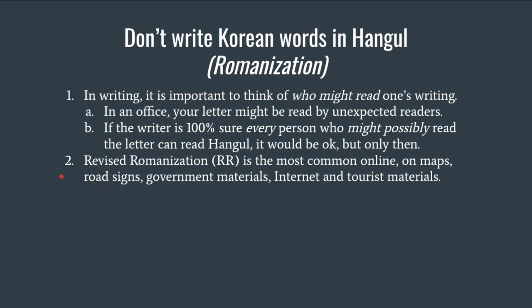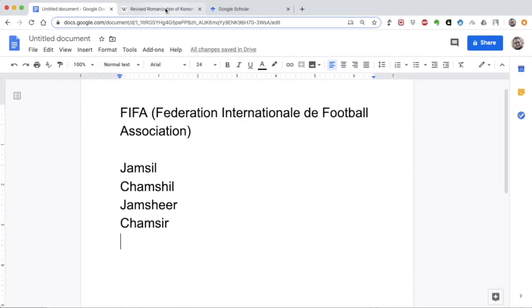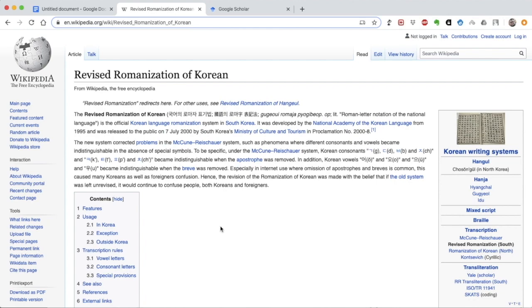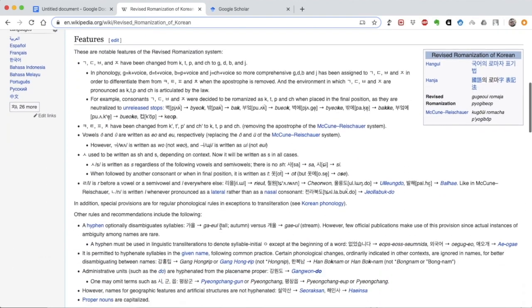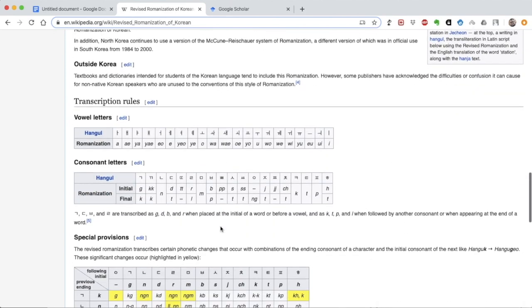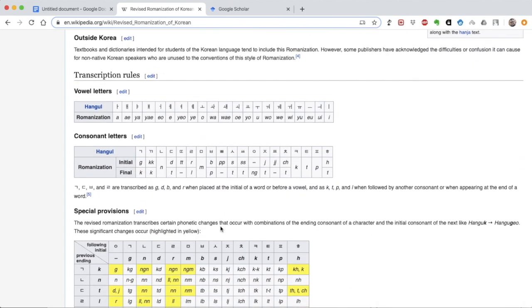Revised Romanization is the system they started in 2000 during the FIFA World Cup. And there are a few other systems that people use. There are some that are preferred in scholarship or history writing. But anything published by the Korean government, anything made for tourists, as well as all of the road signs and maps around Korea follow this system. It's not hard to learn, and if you follow it consistently, you will have minimal confusion.